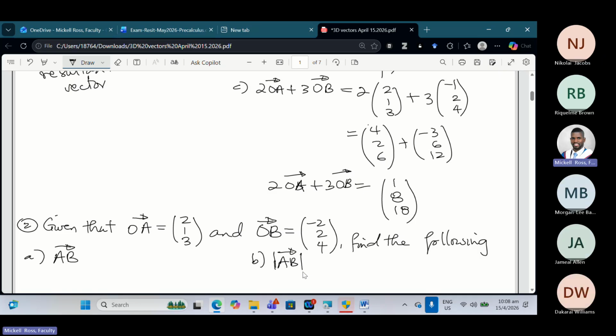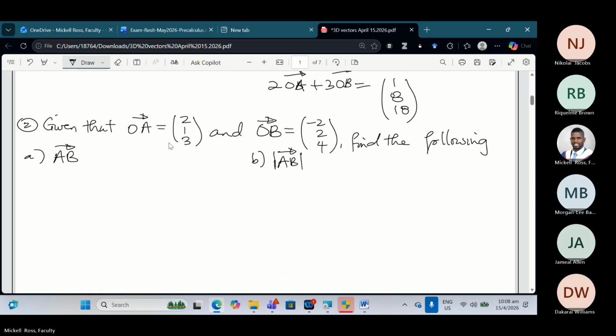All right, let's look at it. You should be finished writing. So if we're going from A to B, which point do they have in common? OA and OB. Which location or which point do they have in common?